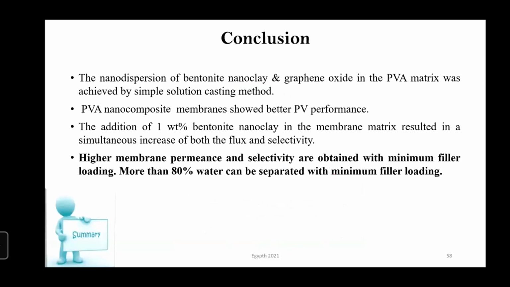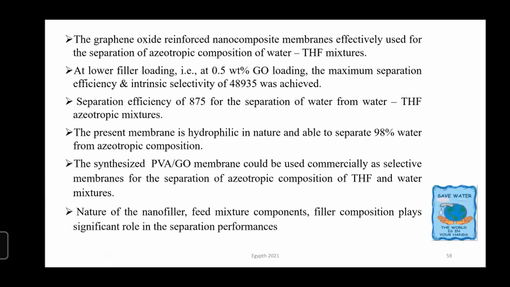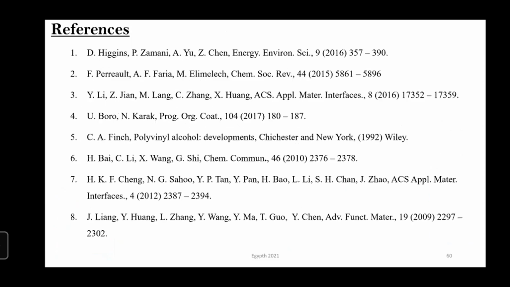And coming to the conclusion, it's a nice dispersion of bentonite nanoclay, graphene oxide, and POSS in the polyvinyl alcohol matrix by a simple solution casting method, and it showed much better pervaporation performance, higher membrane permeance and selectivity obtained by minimum filler loading, more than 80%. But in the case of graphene oxide, we are able to separate 95% of water from water-organic azeotropic mixtures. So the nature of the nanofiller and feed mixture composition plays a significant role in the pervaporation.